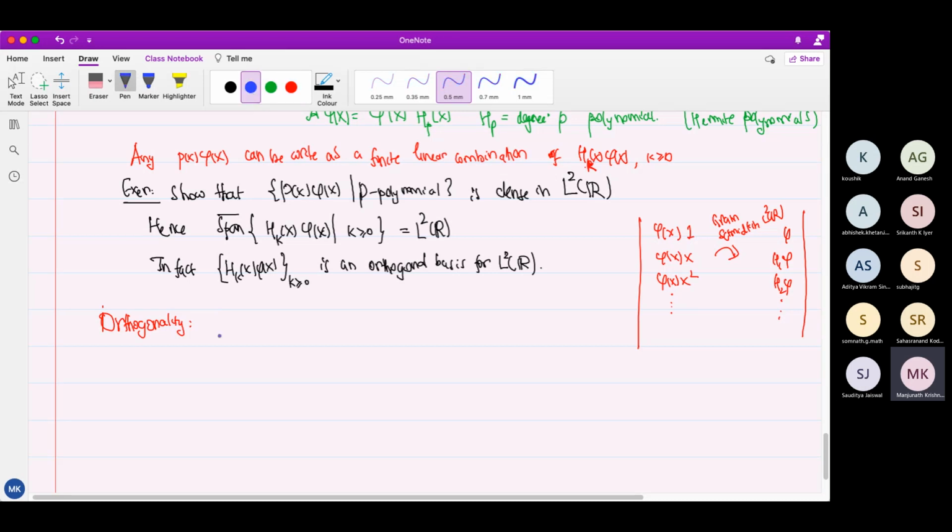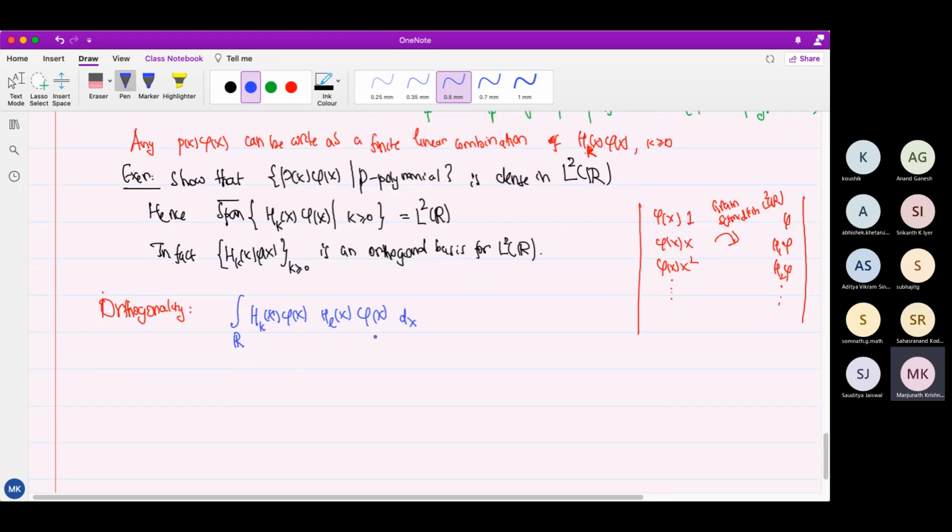Anyway, now let me prove orthogonality of these things. So why are they orthogonal? Let's look at the integral of h_k(x) phi(x) h_l(x). Everything is real valued, by the way. You notice that I don't need to put conjugates here. So if you do this, how do we see orthogonality? Yeah, what should I do? One second, let me see. Maybe I write it in the original form.